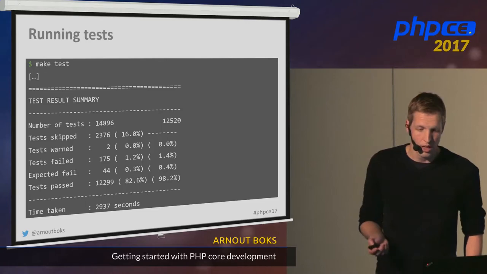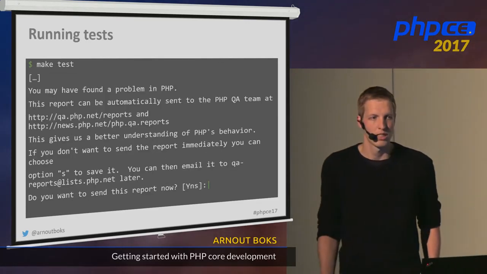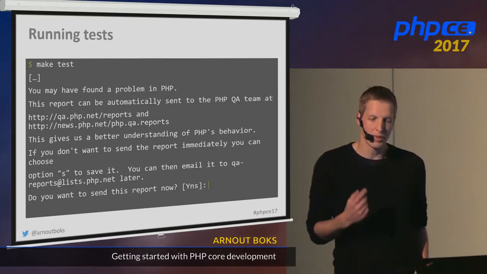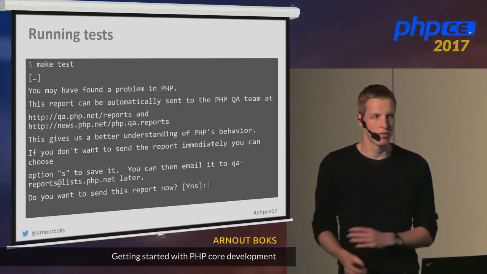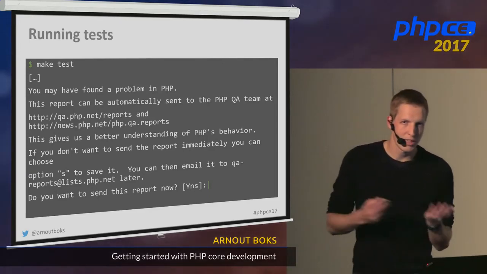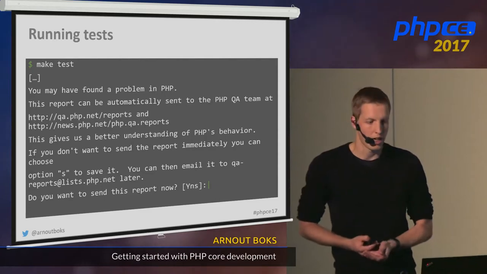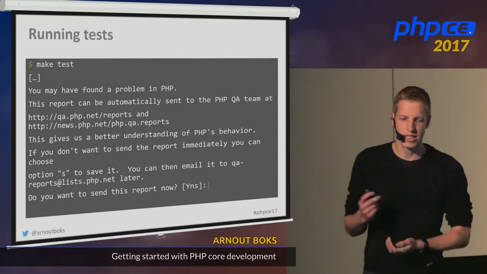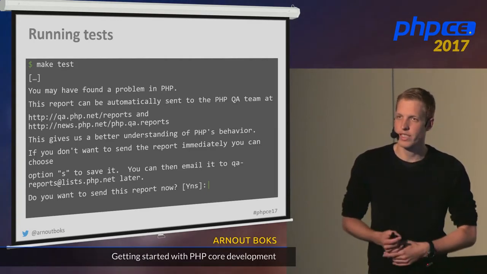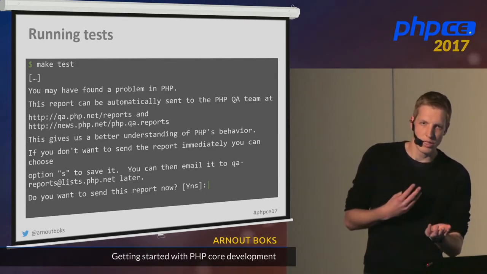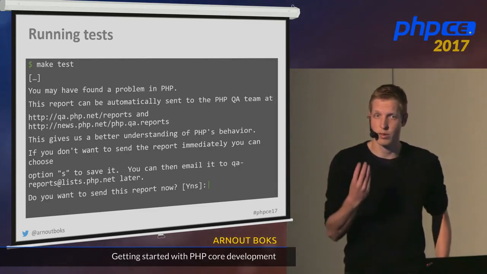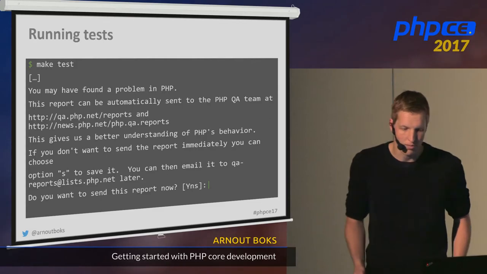If a test fails, the run test script gives you the option to write or to send a test report to the PHP QA team, so they can see what tests failed on your system. If you're running a normal common system like Ubuntu or Debian or, well, normal flavors of Windows, I don't think it's that useful to send them reports, because they should already know. PHP gets built using a continuous integration server on these platforms. But if you have some kind of exotic platform, one that PHP doesn't regularly get tested on, it might be useful to send a report about some tests failing on your platform.